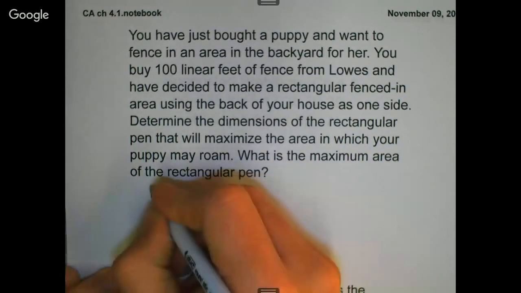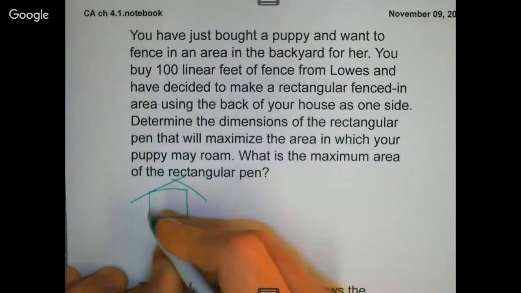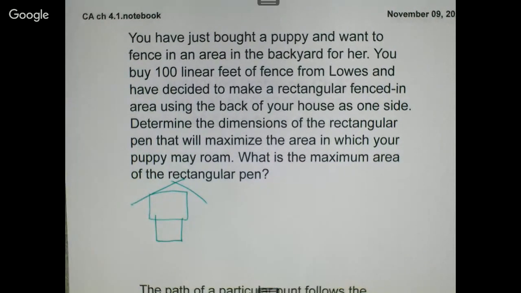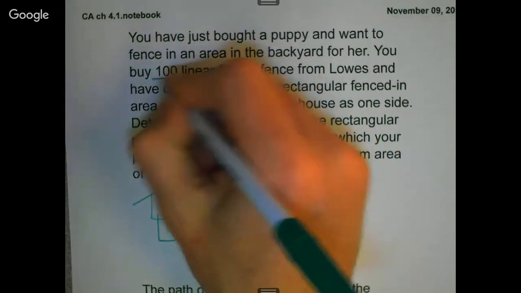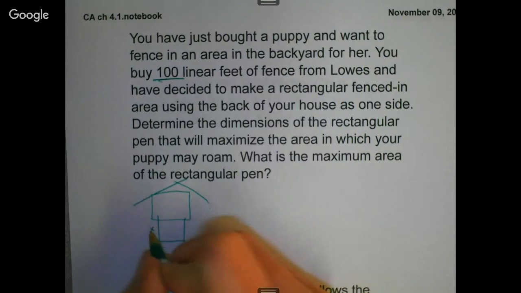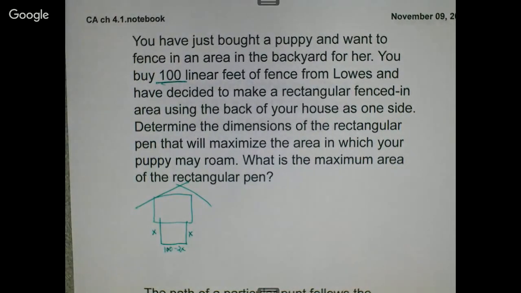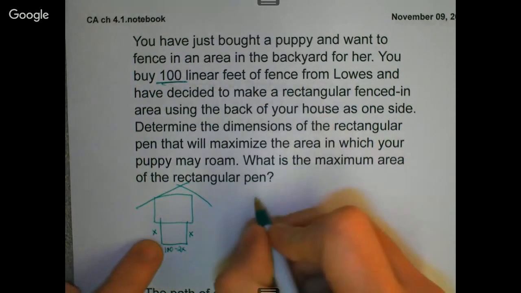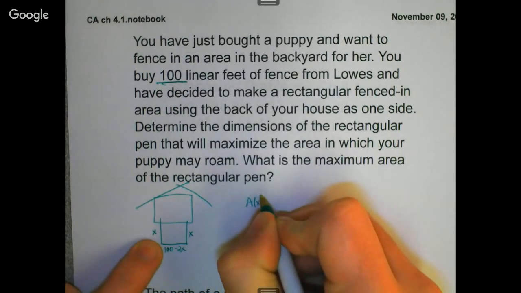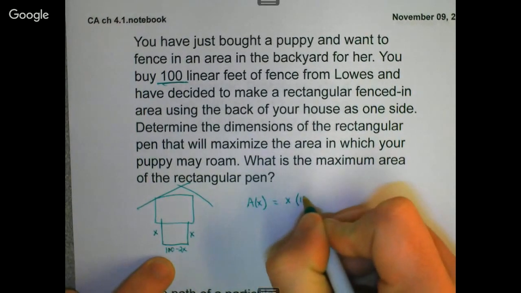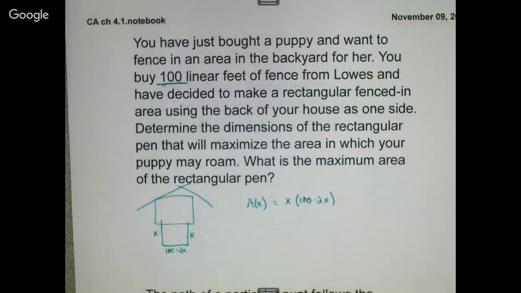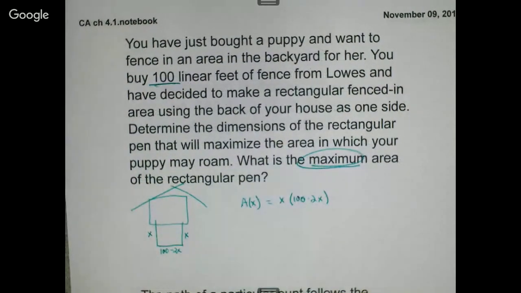Okay, so I've got my house and I've got my pen back here. It will be attached to the house. I have a total of 100 linear feet. So this is x and this is x. This right here will be 100 minus 2x. So that deals with the perimeter and the linear feet. So if I take the area, it will be x times 100 minus 2x, and I want to maximize that.